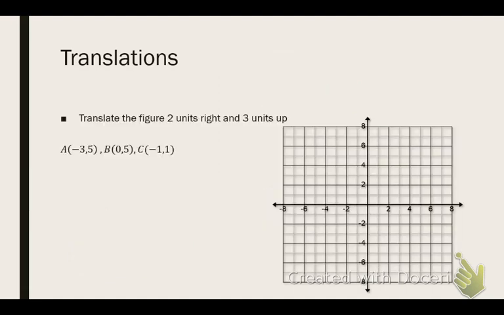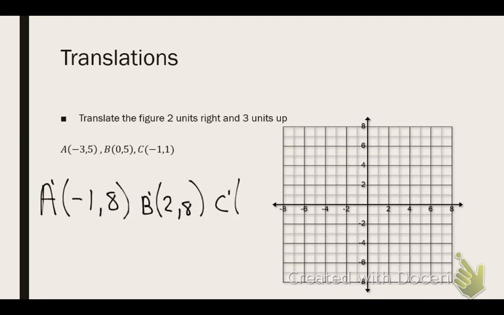All right, now this was on your review sheet. Translations, 2 units right and 3 units up. If I'm going right, am I adding to X or subtracting? If I'm going right, I'm adding. If I'm going up, am I adding to Y or subtracting? Adding. So did you write these 3 ordered pairs for A, B, and C? Okay. Did you get those 3 ordered pairs? Yes. All right.